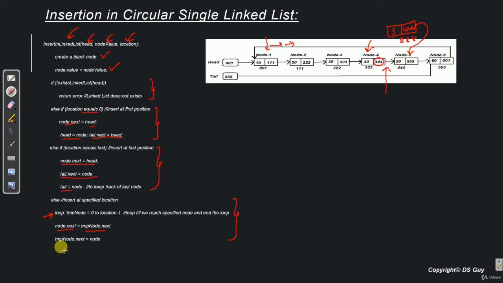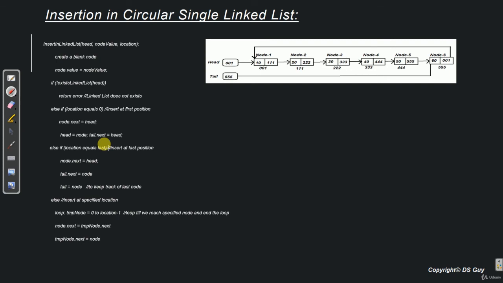Now the next step is temp node.next is equal to node. What is temp node.next? It is this place. So we need to update it with the node, that is 888. So we remove 444 and instead put 888. This will automatically destroy this connection and create a new connection between node 4 and the new node. So node 4 now points to the new node and the new node now points to node 5. This is how we successfully inserted a new node in the middle of a list.